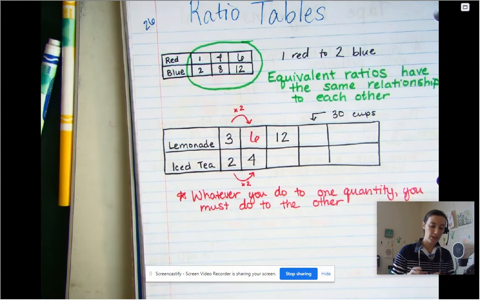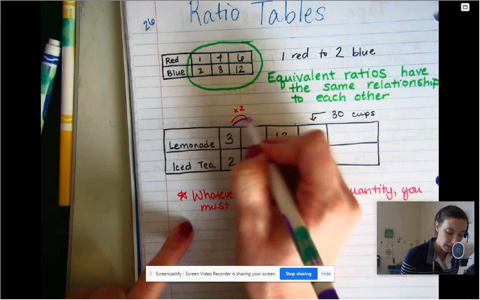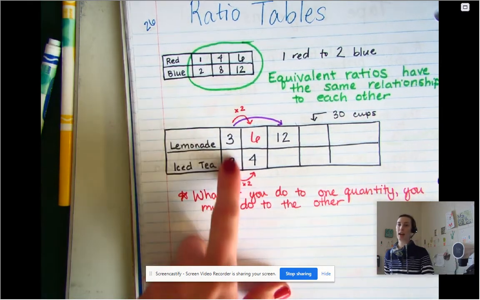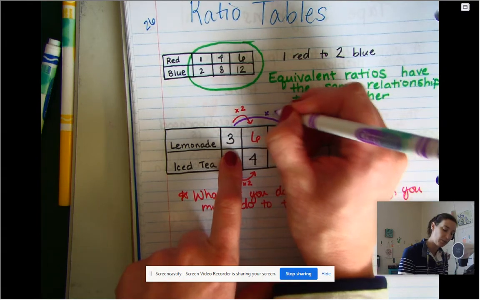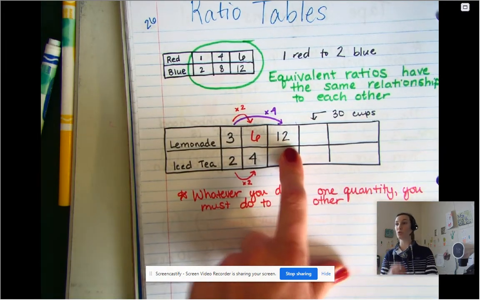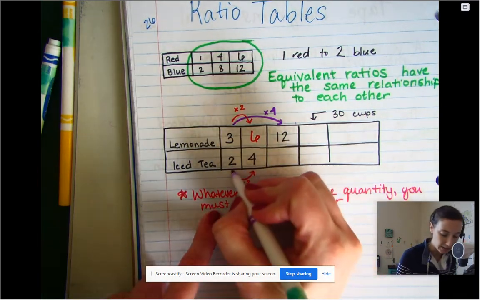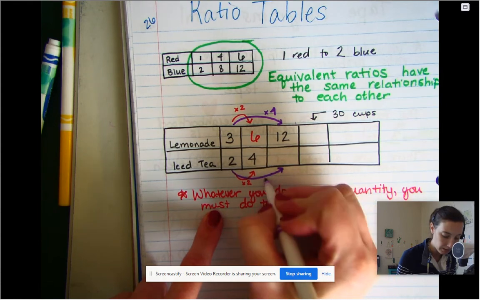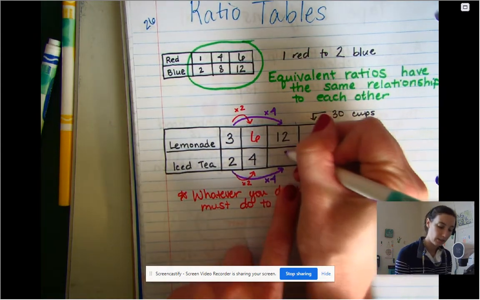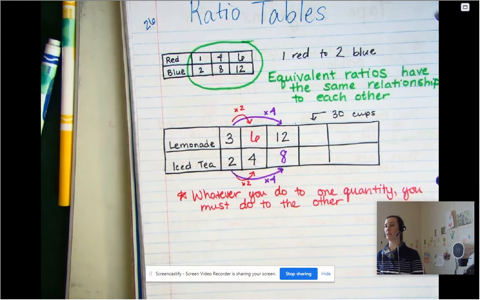When I look over here, when I'm going from lemonade to lemonade, from 3 to 12, I did 3 times 4 equals 12. So if I quadrupled the lemonade, I have to times the iced tea by 4. 2 times 4 is 8. So if there's 12 cups of lemonade, there must be 8 cups of iced tea.